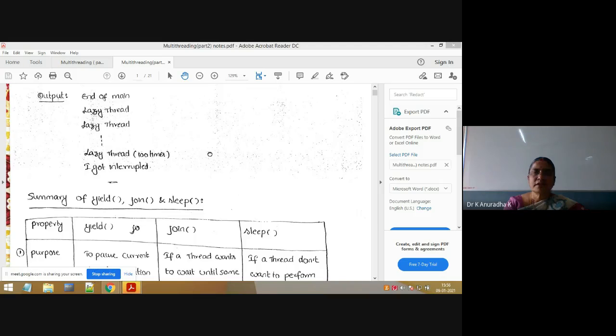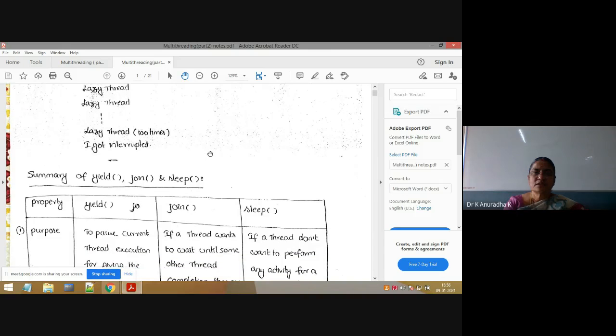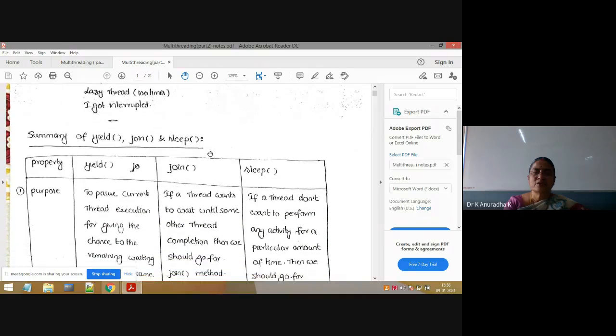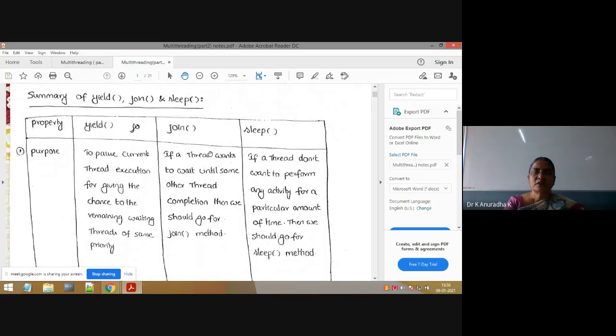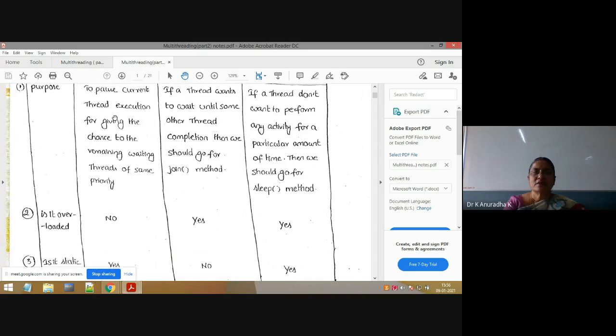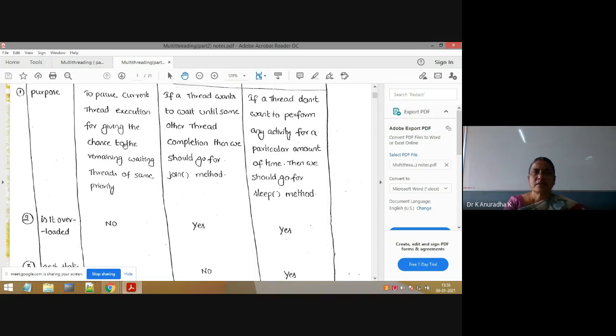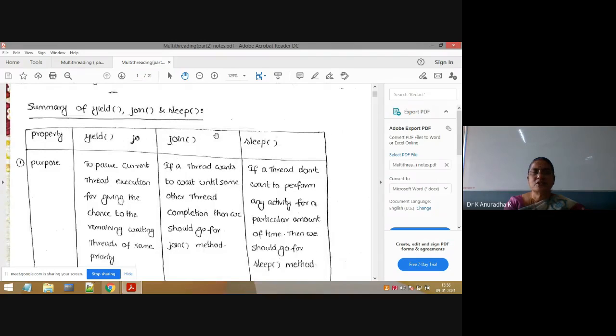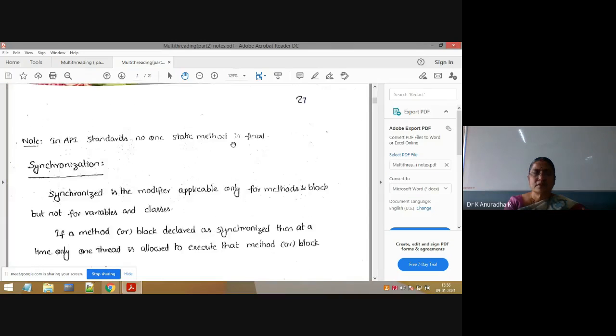So try to complete all these programs. These four methods are very, very important from the exam point of view. Don't memorize the programs; try to understand the concept. Now, the summary of the yield, join and sleep methods. Here I have written the differences between these three methods: yield, join and sleep.